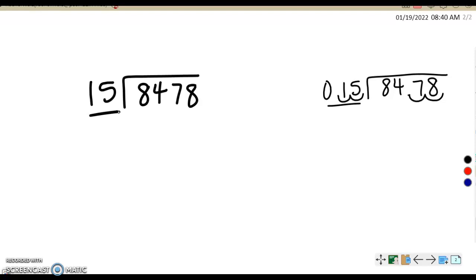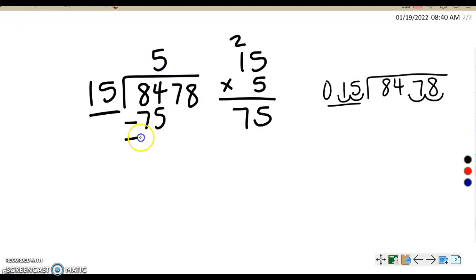So we have 15, can't go into 8, but it can go into 84. We're probably not sure how many times, so you kind of just want to do some guessing and checking. I know that 15 times 6, I think, is 90, so let's do times 5. 5 times 5 is 25, carry the 2, 5 times 1 is 5, plus 2 is 7. Yep, that's as close as we're going to get. So it goes in there 5 times, which is 75, subtract. We'll do some borrowing and regrouping here, so 9 left over.